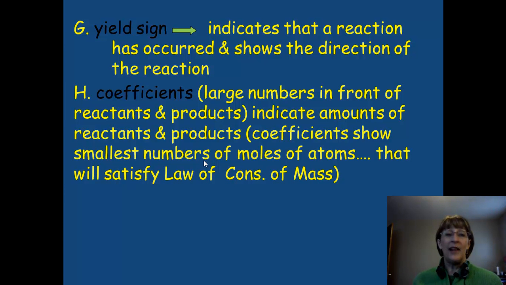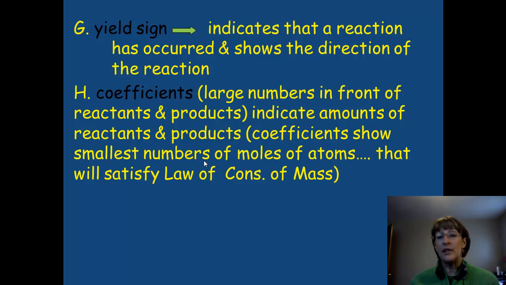So we have the yield sign, and letter H are the coefficients, and those are the big numbers in the front of each of the formulas. So they indicate the amount of reactants, the amount of the product. So if you look in the parentheses there, it says coefficients show the smallest numbers of moles of atoms that will satisfy the law of conservation of mass. So we can look at them as moles.